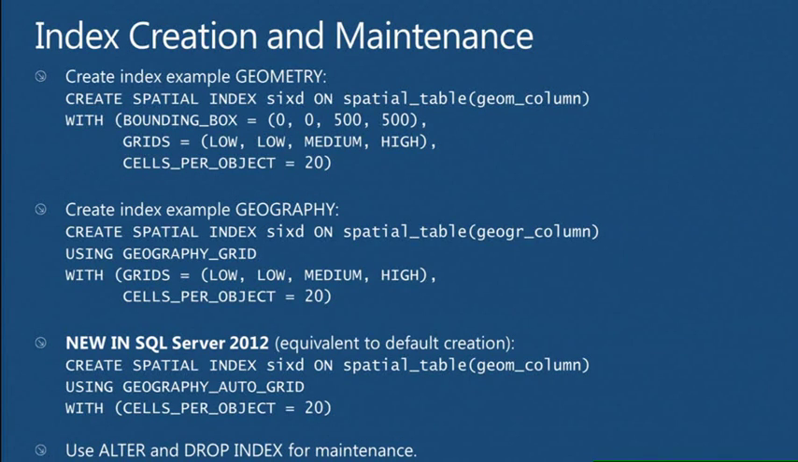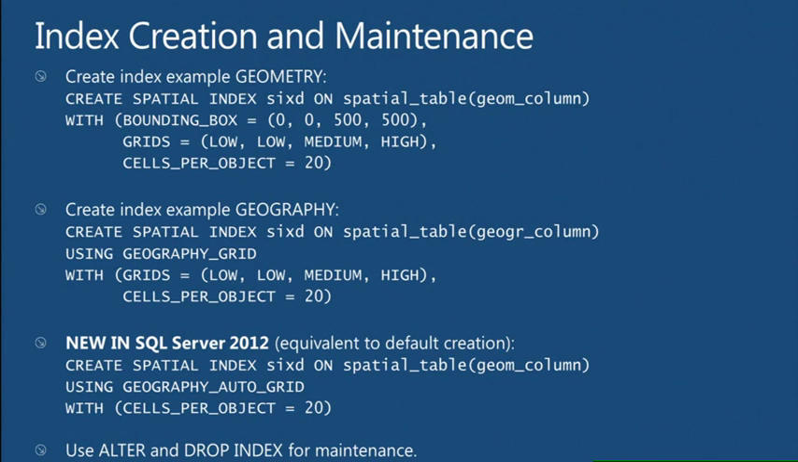by saying basically low, low, medium, high, which means that, for example, level 1 is low, level 2 is low, level 3 is medium, and level 4 is high. And then the cells per object number. If you have a geography type, you have the same two options, but you are not going to give the bounding box. And in both cases, you have this USING as kind of an indication of which tessellation you want to use. At the moment, we infer it out of the type.